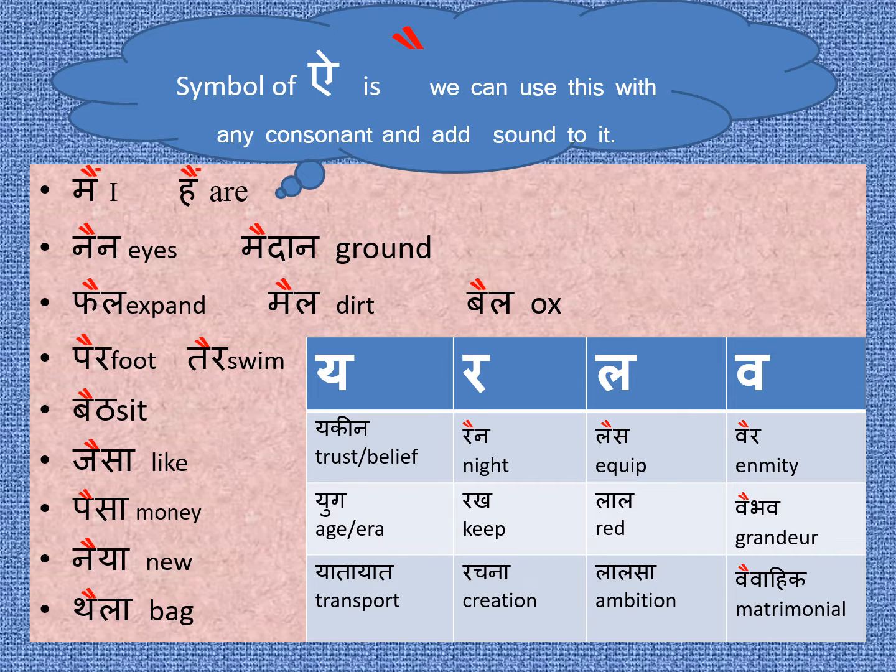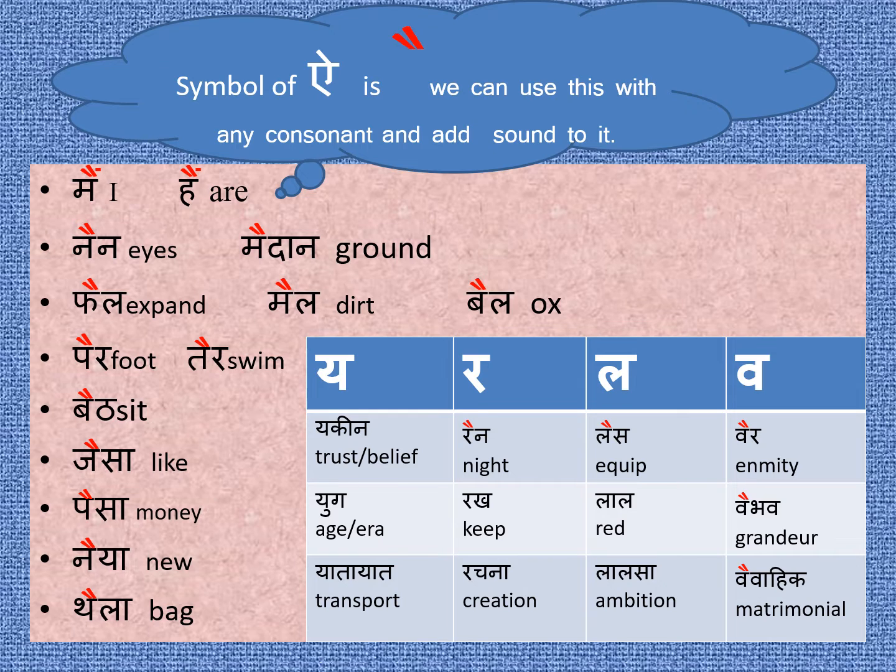The symbol of A is also used above the consonant. You can see here the red mark. How to put the symbol of A? Whenever you put this symbol, you can add the A sound to any consonant. Like for example, you can see the first word here we have ma. In ma, A sound is added.